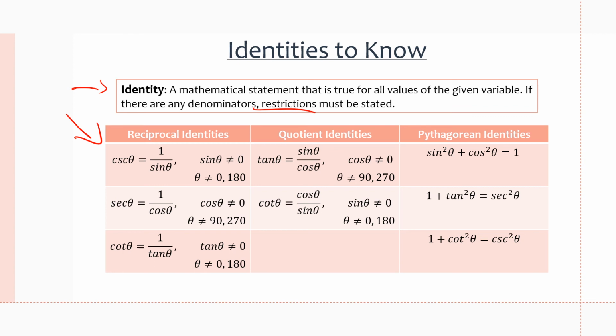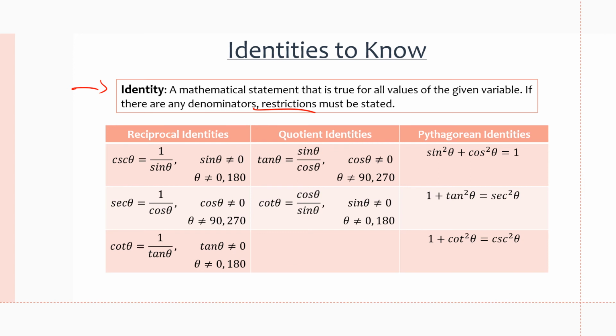We've looked at reciprocal ratios already, so I won't go over them too much, but just take note of the restrictions, which I'll go over right now. We have, again, cosecant theta equals 1 over sine theta, but remember that we don't want any denominators equaling 0, so we don't want sine of theta to equal 0, and therefore theta cannot be 0 or 180, because sine of 0 or sine of 180 gives us 0, and we'll get 1 over 0, which is an undefined expression.